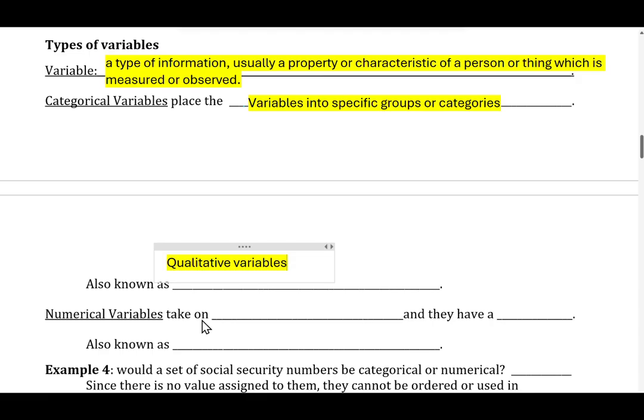Numerical variables take on numerical values, and they all have a specific order. That's going to be an important thing for us to try and distinguish between a categorical or qualitative variable and a numerical or quantitative variable, is whether or not they have a specific order.